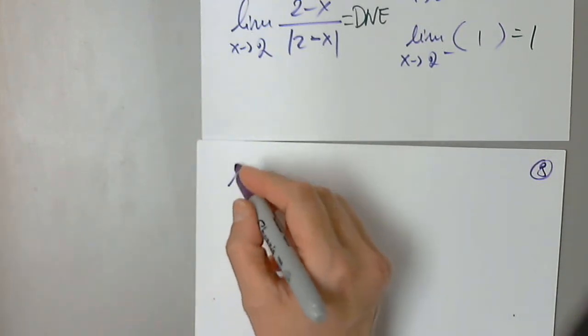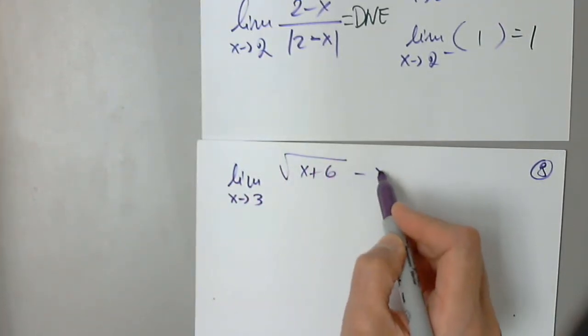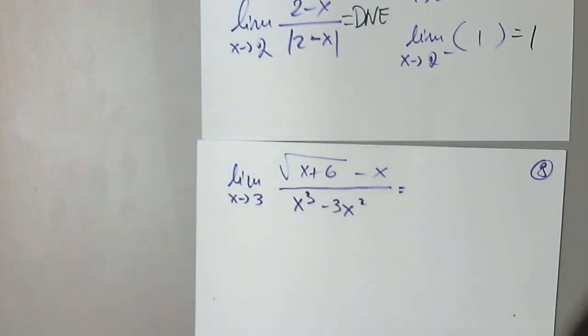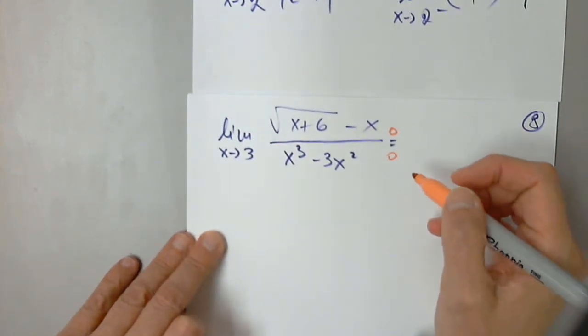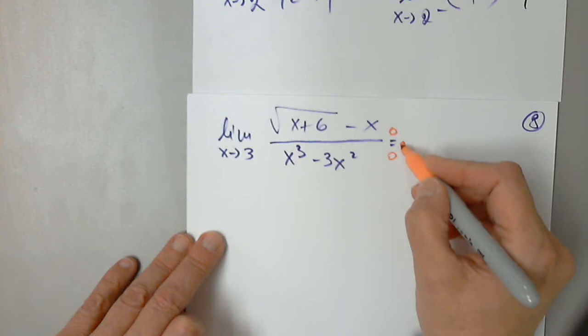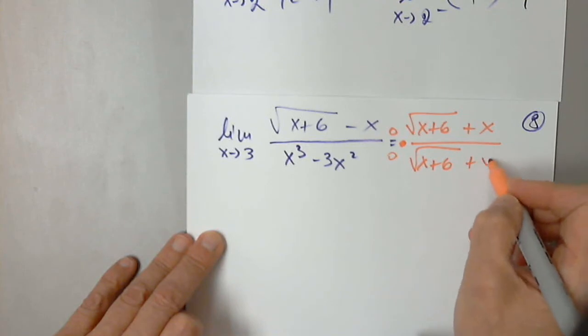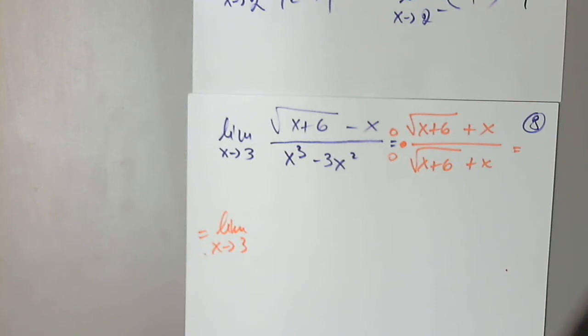Okay, we have the limit as x approaches 3 of the square root of x plus 6 minus x, divided by x cubed minus 3x squared. We plug it in, what do we get? Indeed 0 over 0, so what options do we have here? Excellent. The square root of x plus 6 plus x, the square root of x plus 6 plus x.